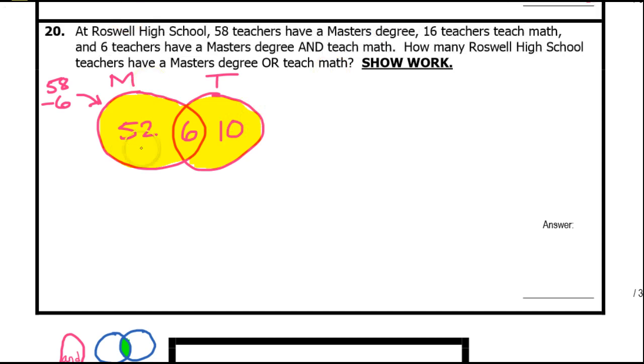Okay, and if you add up these numbers, that's going to be 52, 62, 68. So that's going to be 68 people. All right, so 68 is the answer. So this is the easiest way of doing it. Here we did 16 minus 6.